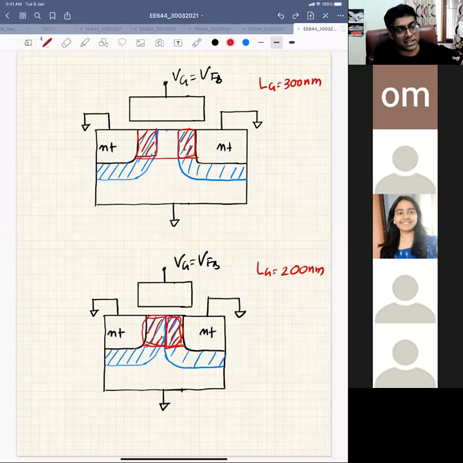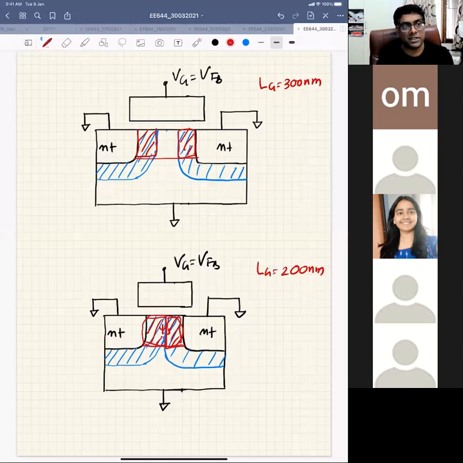The last case: when your gate length is only 200 nanometers, even if you apply Vg equal to flat band voltage, there are already some charges in the silicon, right? And that will give you some surface potential, and that will forward bias. That means at flat band voltage there is already some surface potential, meaning there is some drop in the silicon, right?